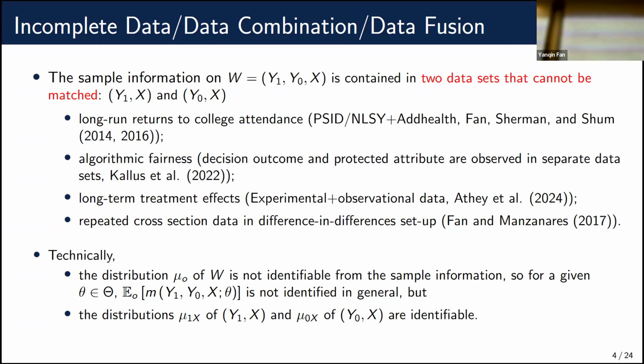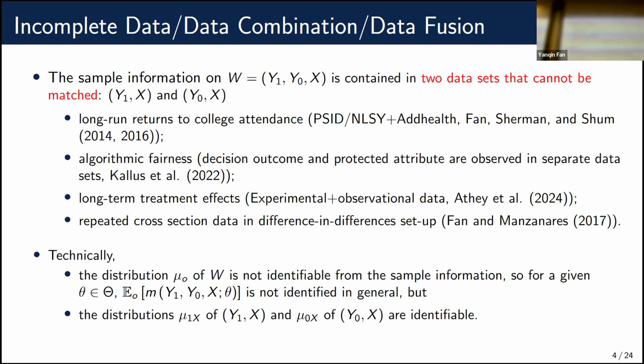But oftentimes, another data set is available. We can call this, let's say, the auxiliary data set, or just say the second data set, which contains observations on both y0 and x. But we don't have any data set that contains observations on all three random vectors, y1, y0, and x, together. So this is an example of incomplete data, and in econometrics, this belongs to data combination. I think in biostatistics, it's often called data fusion.